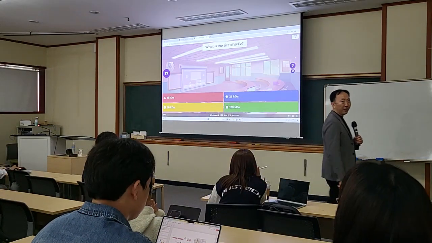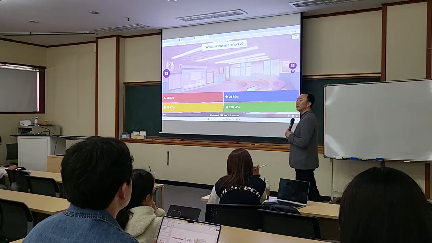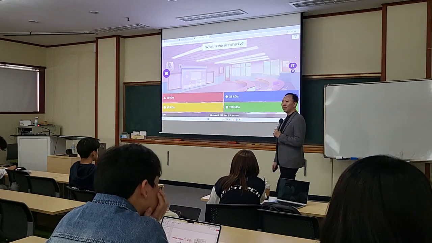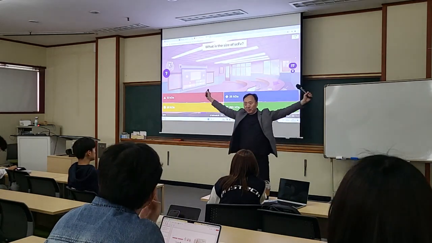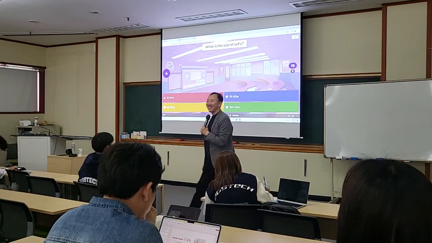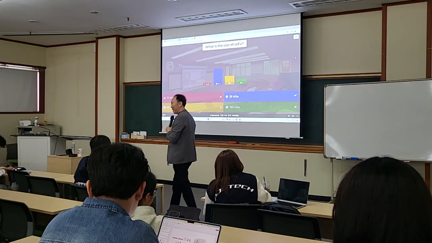Single chain fragment variable. Antibody, this part. Okay, so we will see the structure.